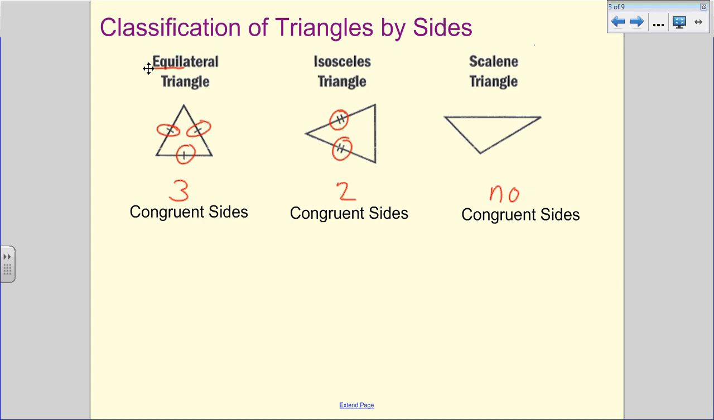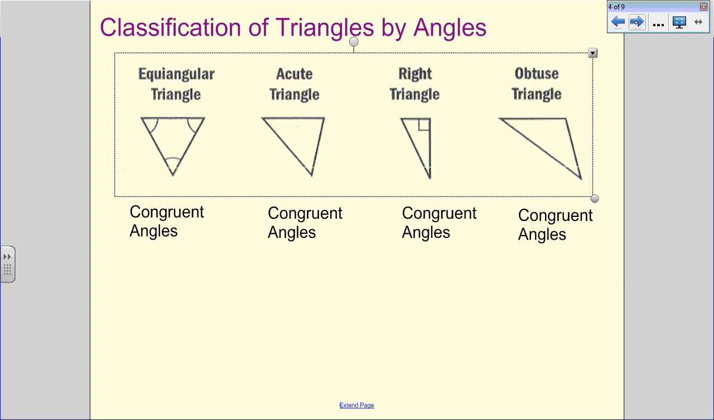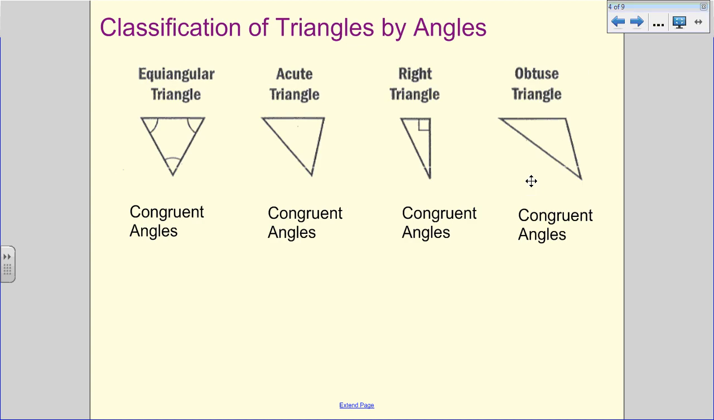When we look at the next category, we're going to be able to categorize by angle, and this is where we start recognizing some words because we've already studied angles. So if we look at our first one, we have this equiangular. Once again, we've added that equal, so it's equal angles. All three angles are equal, so we have three congruent angles. An acute triangle, think of what we know as acute.